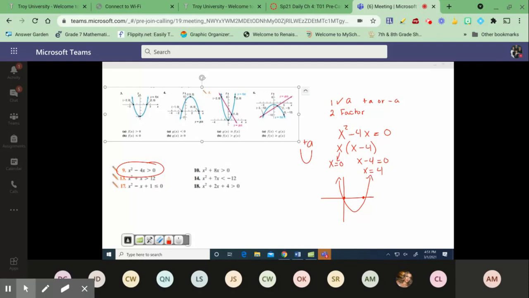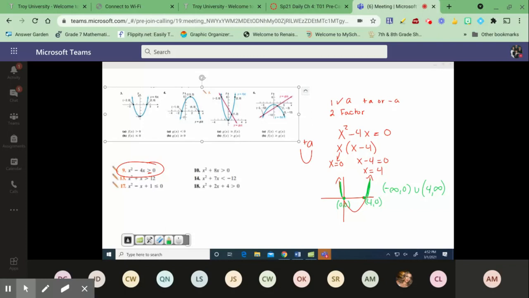So looking at this, where is x squared minus 4x greater than 0? This was 0, and this is 4. Negative infinity to 0, union 4 to infinity. Yes? All you've got to know is whether this is going to come up or come down. And then you need these 2 points right here that you get from factoring.